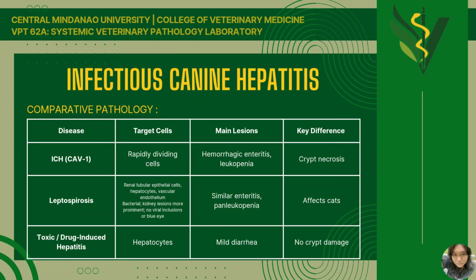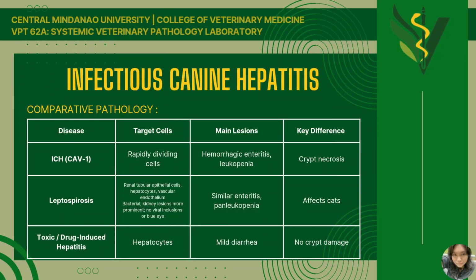liver enzymes. Grossly, the liver in all three cases may appear enlarged, friable, and discolored. Because of this overlap, they can initially resemble each other clinically and even during necropsy. However, they do differ in several important ways, as infectious canine hepatitis is viral.